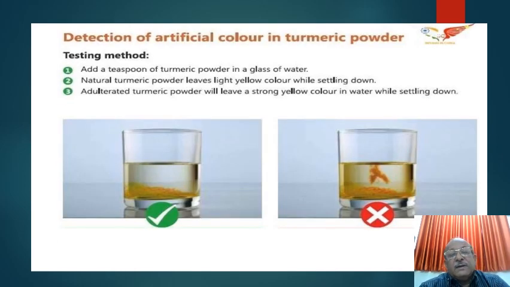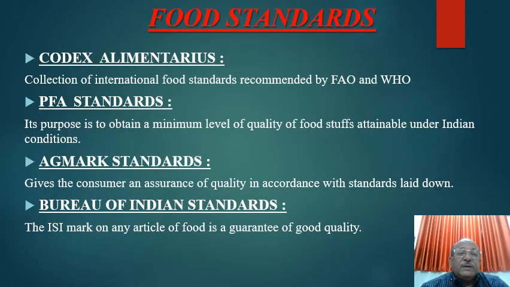Detection of artificial color in turmeric powder. Testing method: add a teaspoonful of turmeric powder in a glass of water. Natural turmeric powder leaves a light yellow color while settling down. Adulterated turmeric powder will leave a strong yellow color in water while settling down. So, a very simple way to find out.